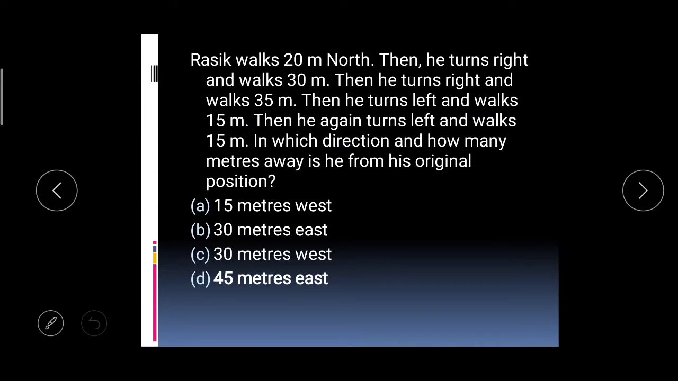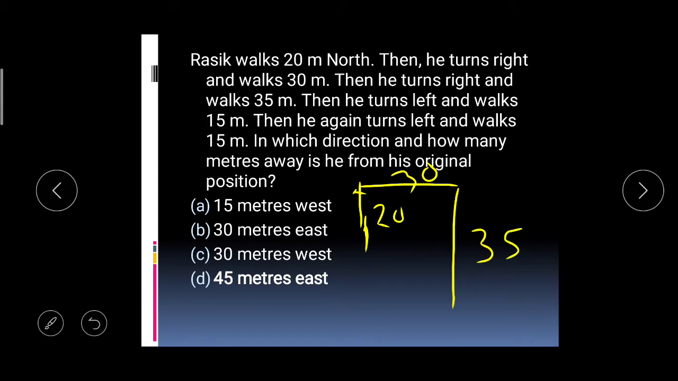Okay, let us see. Rasik walks 20 meters north. Then he turns right and walks 30 meters. Then he turns right and walks 35 meters.